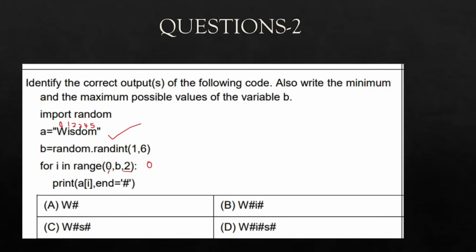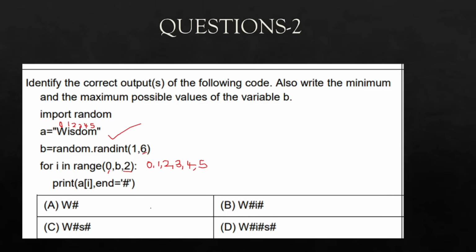So the range also will be what? 0 comma b. So 0, 1, 2, then 3, then 4, and 5 only it will take, because it is not going to take 6. The last element it won't take, right? So now print(a[i], end="#"). So whatever it is printing first, after that end will be hash.